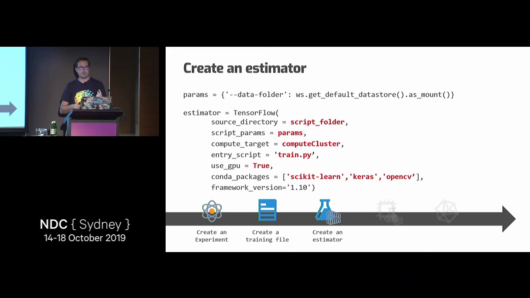The Docker compute container needs to be configured to use GPU. So I say use GPU is true, because I have some GPUs in my cluster. And I can configure which additional Python packages have to be installed on that base image. So I need scikit-learn, I need Keras, and I need OpenCV for my training script to run. And you can configure your TensorFlow version. And I'm still using version 1.10. So that is the configuration you need to run that train.py on your cluster.